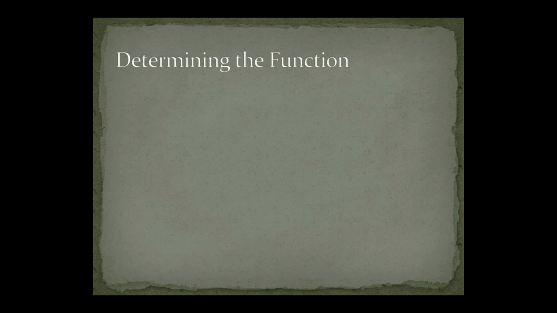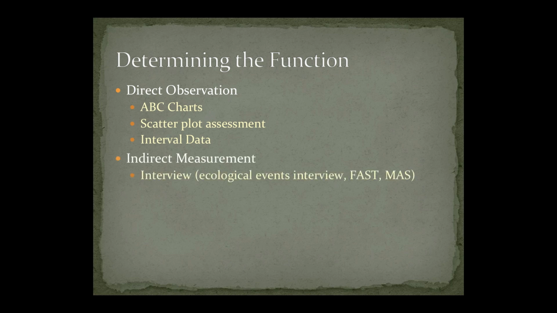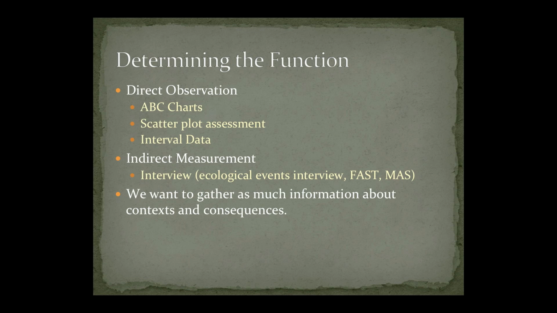Determining the function. How do we determine function? Through direct observation, in which we use different assessments, for example, ABC or sequence assessment charts, scatter plot assessments, and interval data. There's also indirect measures, which are interviews such as the FAST, the Functional Assessment Screening Tool, or the MAS, the Motivation Assessment Scale, or other ecological event type of interviews. We want to gather as much information about contexts and consequences as we can.